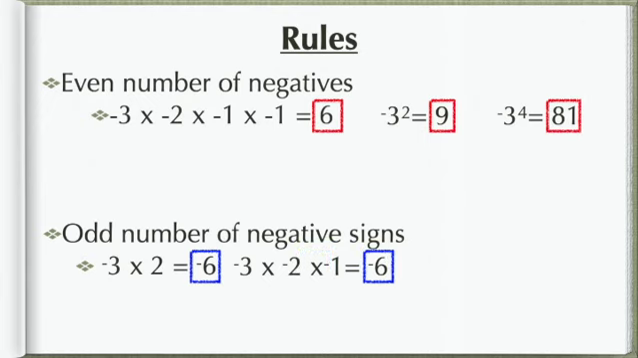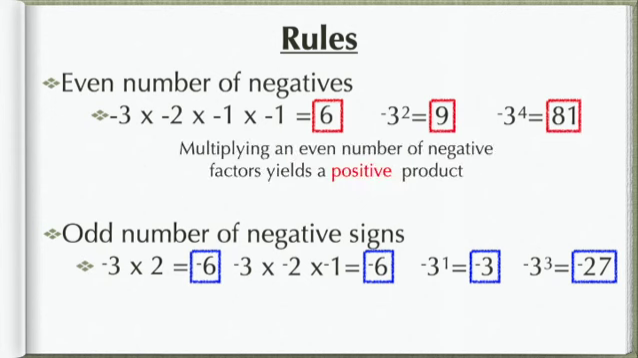Negative 3 times negative 2 is positive 6. Positive 6 times negative 1 is negative 6. Negative 3 to the 1st power means you have only one negative 3 as a factor, so it's negative 3. Negative 3 to the 3rd power means you have negative 3 times negative 3 times negative 3, so you have 3 negative factors. That's going to give your answer a negative answer, because negative 3 times negative 3 is a positive 9. Positive 9 times negative 3 is negative 27.